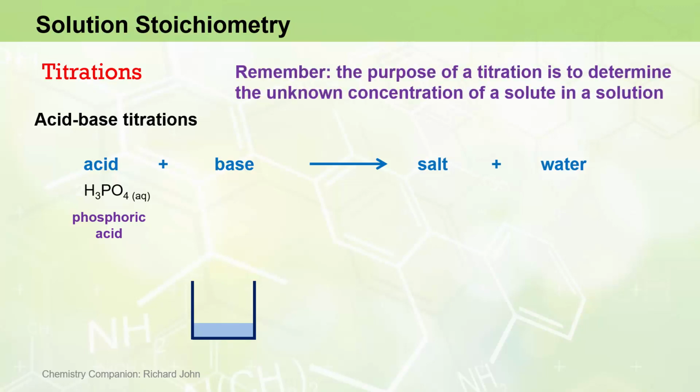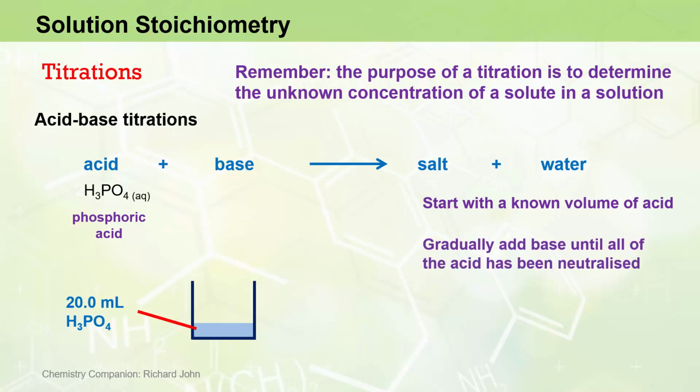Now remember, the purpose of a titration is to determine the unknown concentration of a solute in a solution, in this case phosphoric acid. The first thing we do in a titration is to start by accurately preparing a known volume of the acid sample. So, for example, we accurately dispense 20.0 milliliters of the phosphoric acid solution into the beaker. What we then do is gradually add a base to the solution until all of the acid has been neutralized according to the general acid-base neutralization reaction scheme shown above.